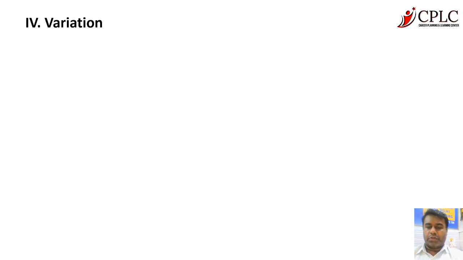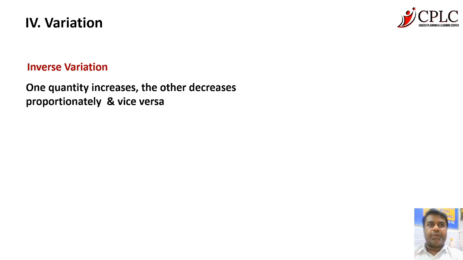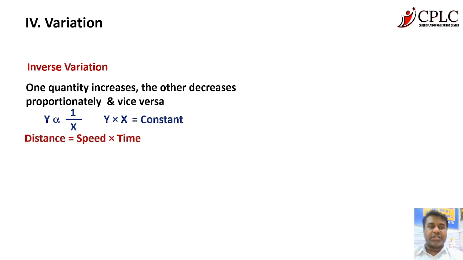we will move on to another variation type, that is inverse variation. Now what happens in inverse variation? If one quantity increases, the other decreases. If one thing increases, the other thing will decrease, right? Let us take an example. Distance is speed into time. So let us assume I want to travel from Mumbai to Pune, right?